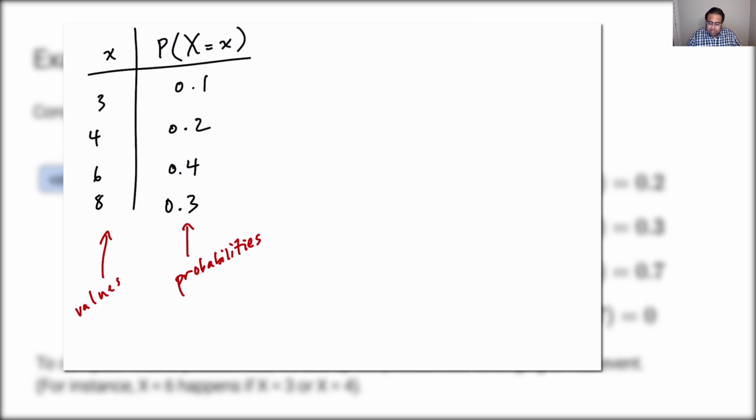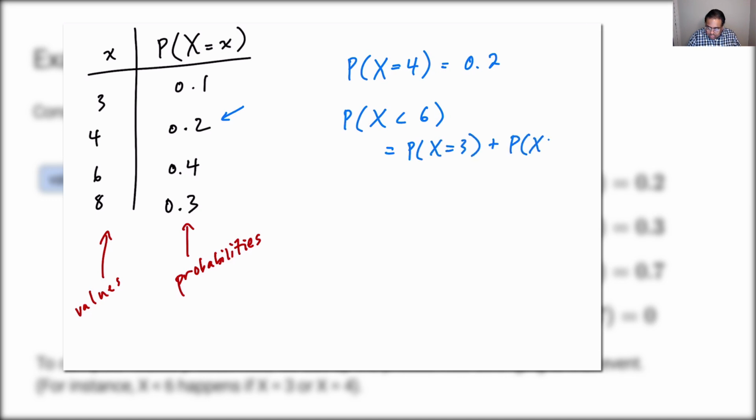And so given the distribution table, we can compute a bunch of related probabilities. So for example, the probability that random variable x is equal to the value 4, we can read this directly from the table as being 0.2. The probability that random variable x is less than 6, well, we can look at the table and think to ourselves, when is x less than 6? In our case, that happens when x is equal to 3, or when x is equal to 4. And so here, this will be the probability that x is equal to 3 plus the probability x is equal to 4, because this is an OR, which gives us 0.1 plus 0.2, which is 0.3.